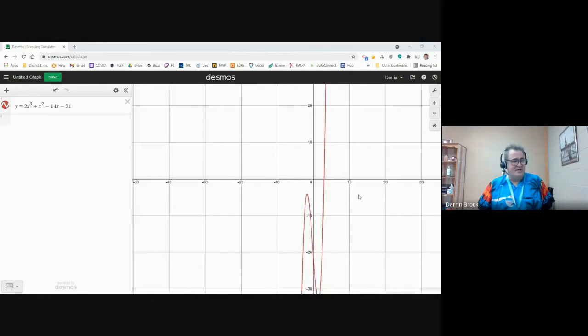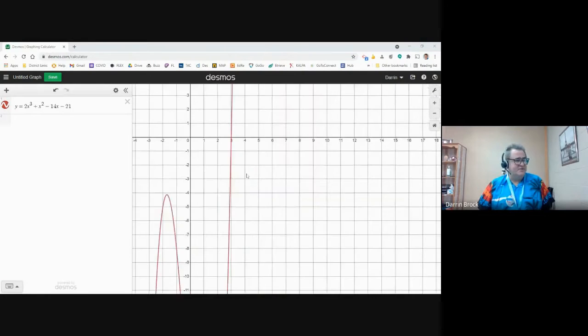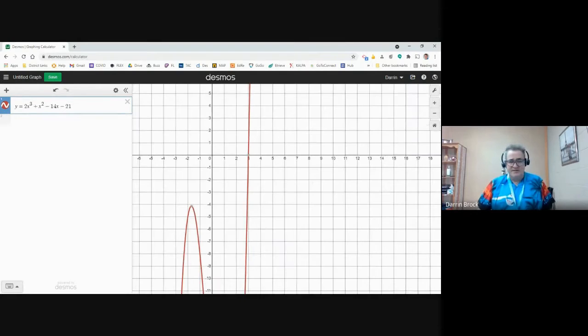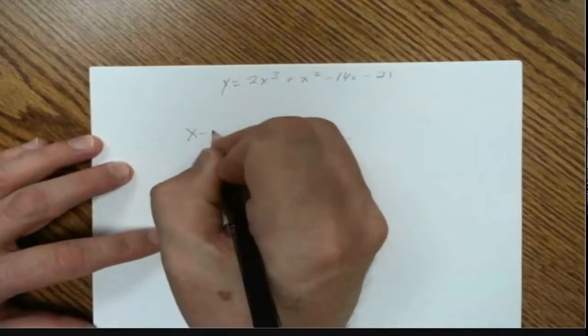I can zoom out so we can see the kind of curve it's got. But when we zoom in there, we see that it crosses the x at 3, right? So if I get right out there, it is (3, 0). So it crosses the x at 3. That tells us something about a factor. That means that x minus 3 is a factor of that polynomial. So we can factor that out.